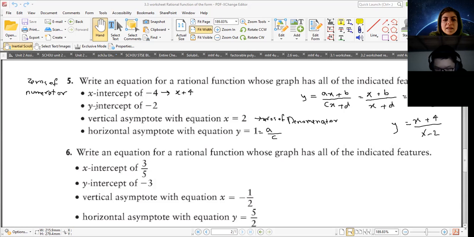So we didn't use the y-intercept, which is negative 2. See, if you put 0 for x, of course, 4 over negative 2 is negative 2. So it's matching. So it's good.